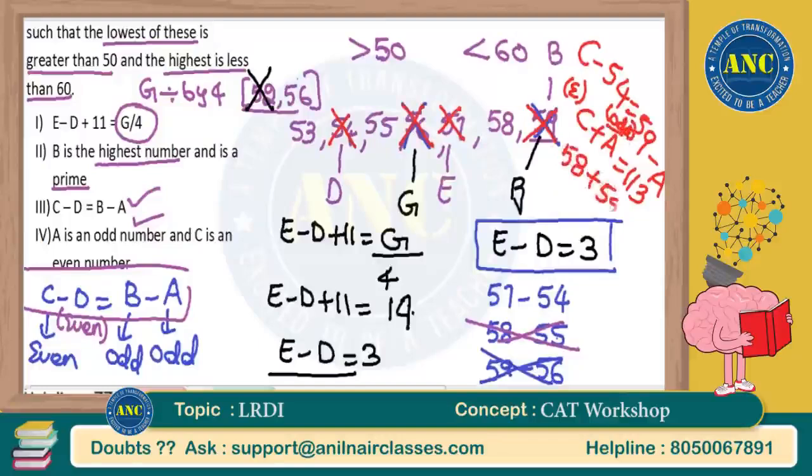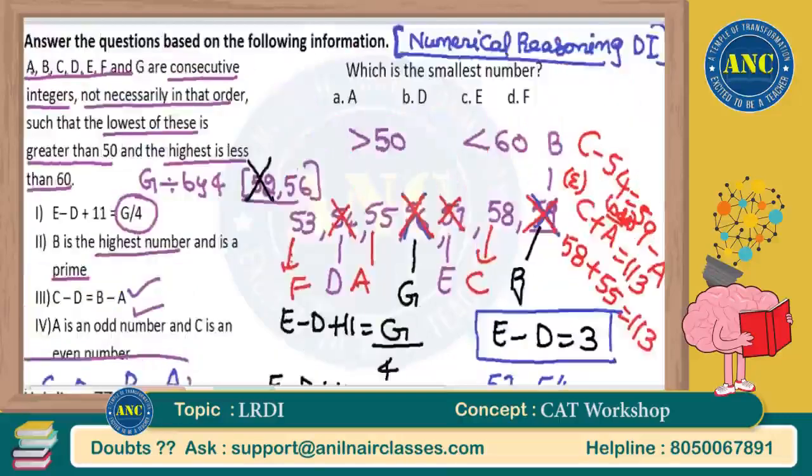58 plus 55 is 113. So C value will be 58. A value will be 55. Remaining variable is F. F value will be 53.